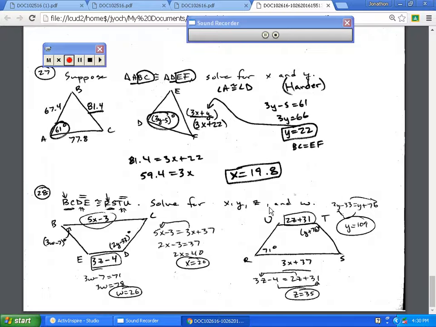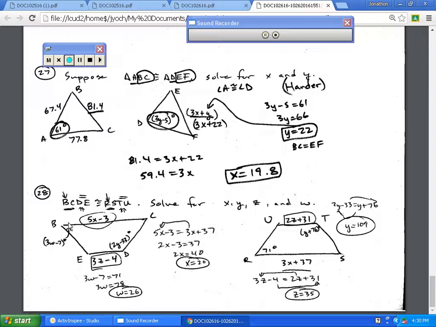Solve for x, y, z, and w. Well, let's see, what is BC? The one with the x. You would assume it's going to be equal to the one with the x here. BC is equal to RS, first two. Here's RS, so set 5x minus 3 equal to 3x plus 37. You're going to get x is 20.